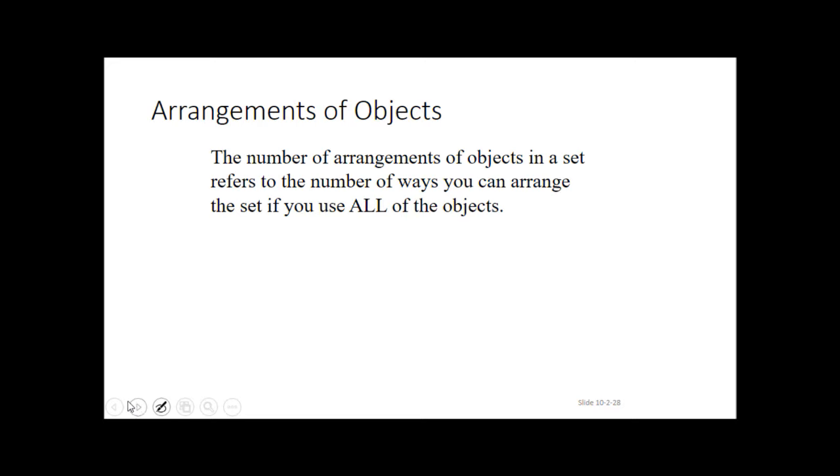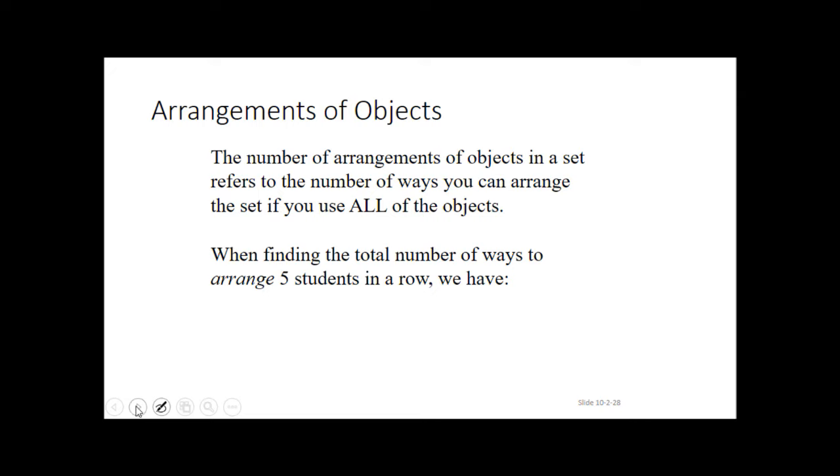All right, now let's talk about the number of ways to arrange a set of objects if you use all of them. So for example, if we wanted to find the total number of ways to arrange 5 students in a row, so we know all 5 students are seated, but we just want to count the number of ways to shuffle them.